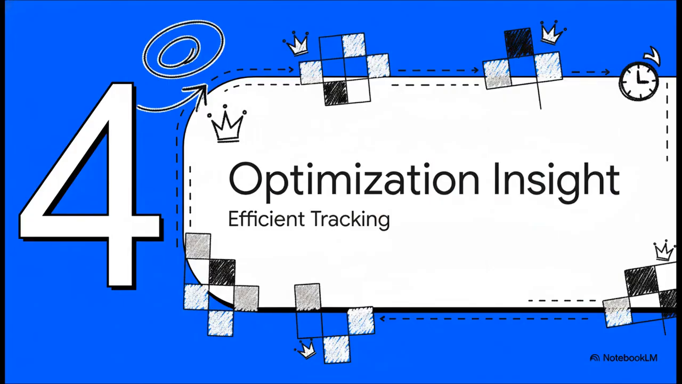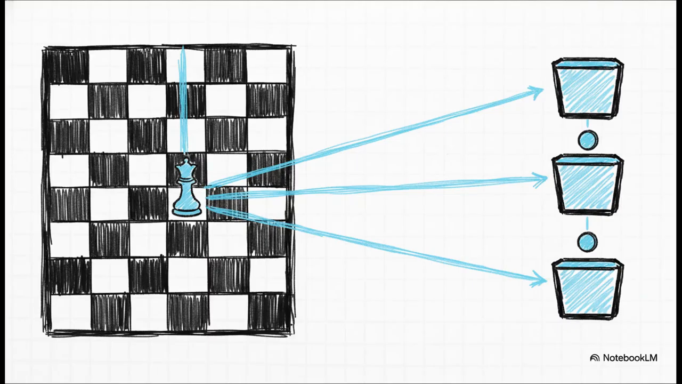But a great engineer always asks, can we do better? Can we make it faster? And the answer is yes. There's a brilliant optimization insight we can apply here. Here's the thing. When we're checking if a new spot is safe, do we really need to look at every other queen on the board again and again? That feels inefficient. What if instead we just kept track?